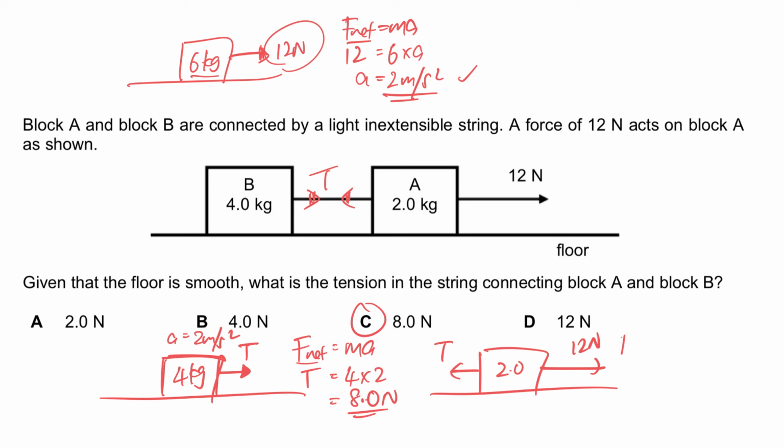Once again, applying F net equals MA. What's the net force acting on this 2 kg block? There's 12 Newton to the right and tension to the left. And since it's moving to the right, the 12 Newton is bigger. I will take 12 minus tension, which equals the mass of block A, 2 kg, times a. The a will now be 2 meters per second squared. So you just solve and you get the same answer, 8 Newton. So both ways you can get the answer. Alright, thank you.